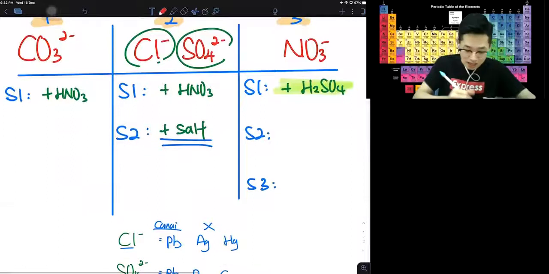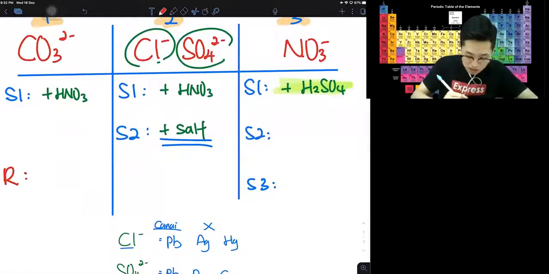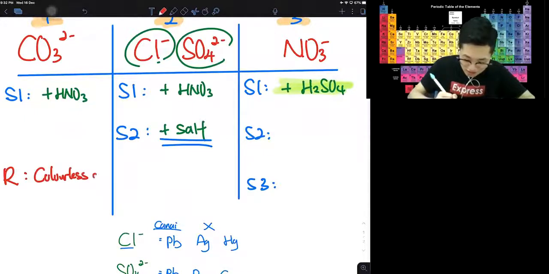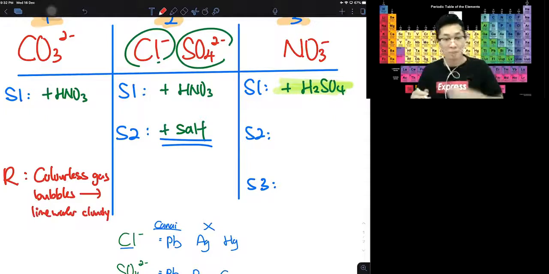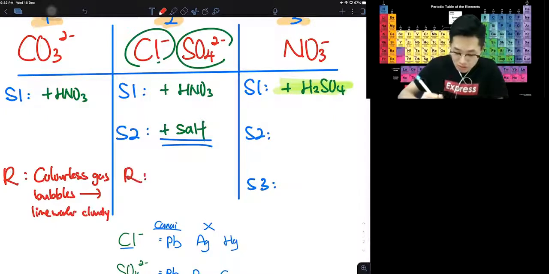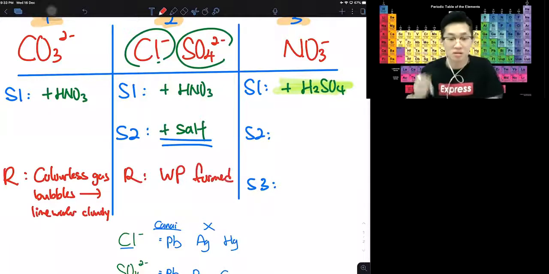So the result is colorless gas bubbles that turn lime water cloudy. And then the result here is white precipitate formed. Finished level 1, level 2.